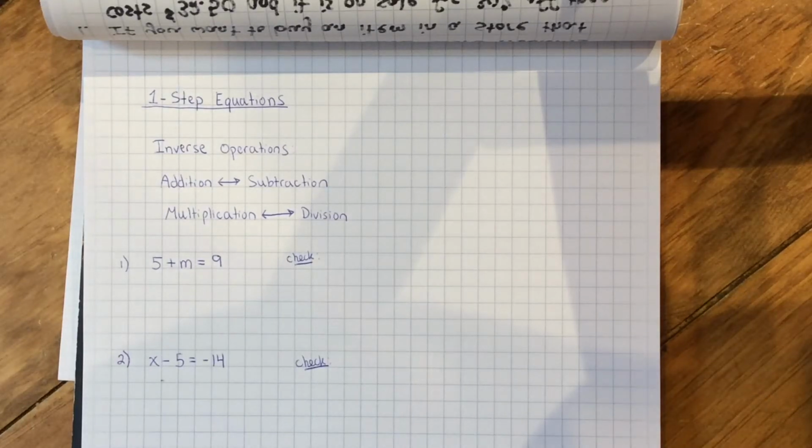To solve one-step equations, we use inverse operations. Inverse means opposite. So the inverse of addition is subtraction, and the inverse of subtraction is addition. The inverse of multiplication is division, and the inverse of division is multiplication.